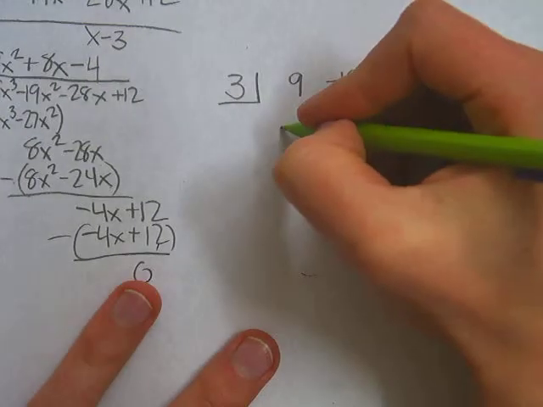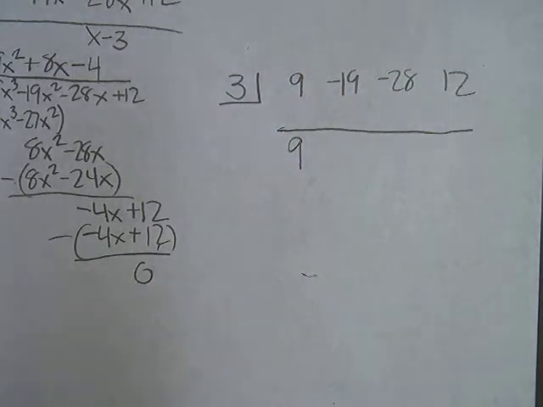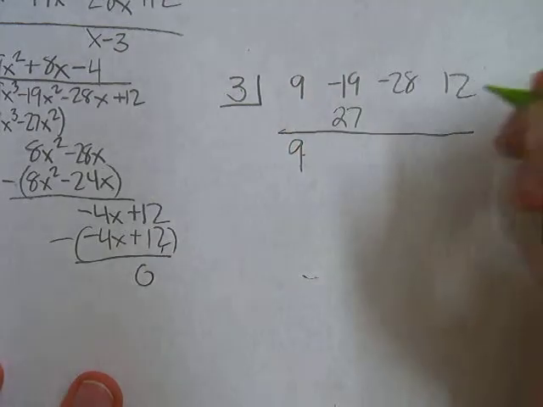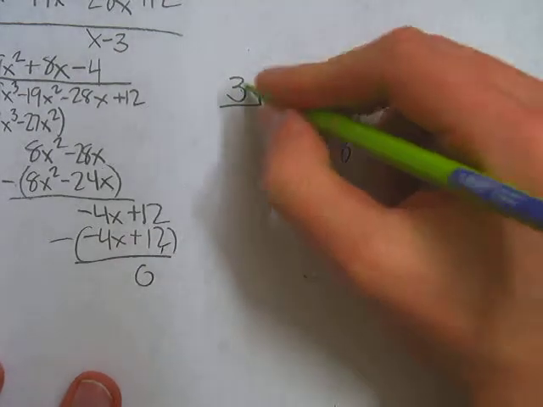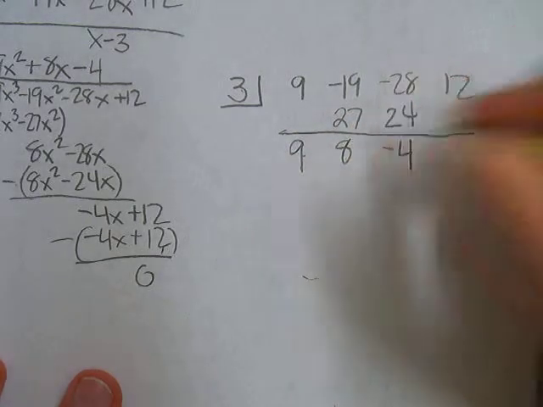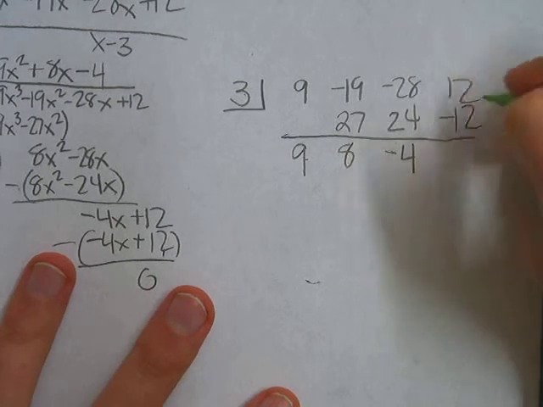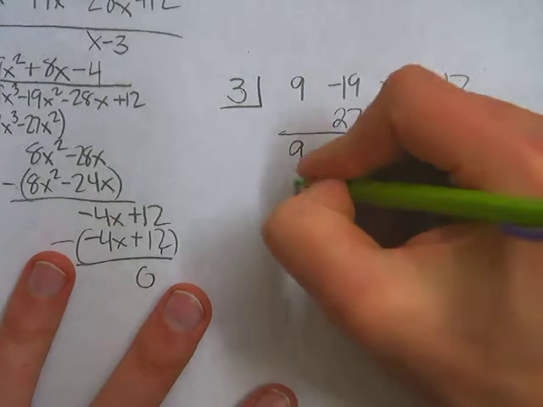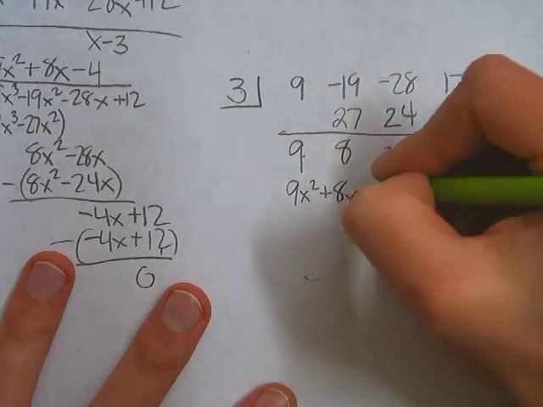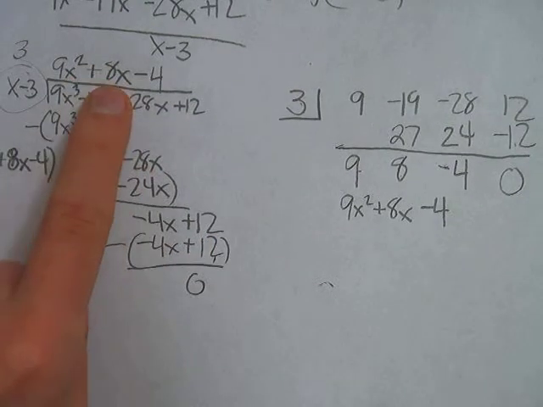Then I do my line below. I drop down my first term, and I'm ready to roll. 3 times 9 is 27. Add those together, get 8. 3 times 8, 24. Add those together, negative 4. And negative 4 times 3 is negative 12. Add those together, 0. And so I get that I have 9x squared plus 8x minus 4. Which, surprise, the same as this.